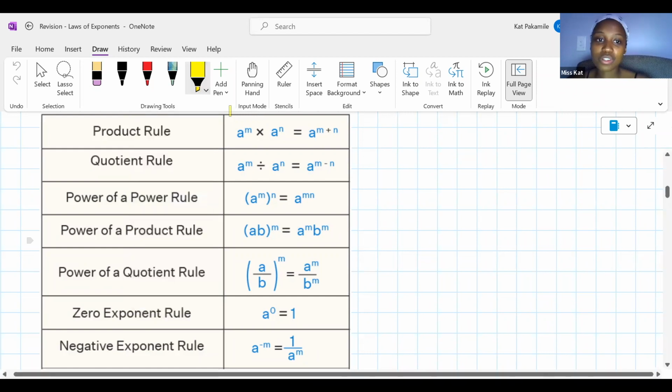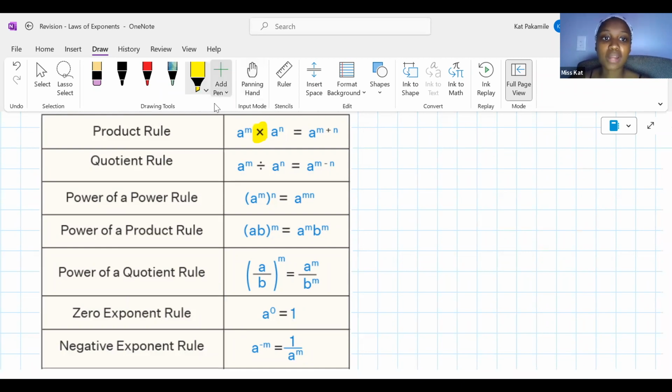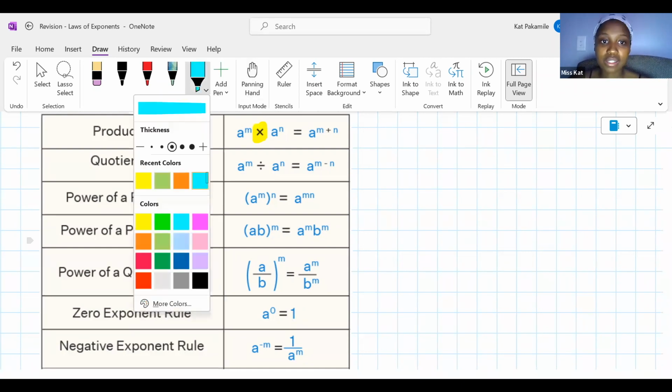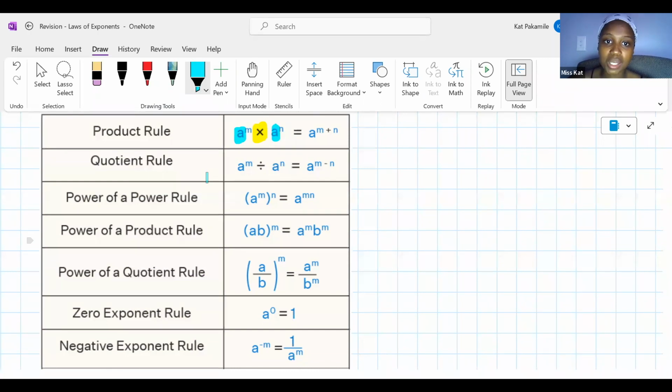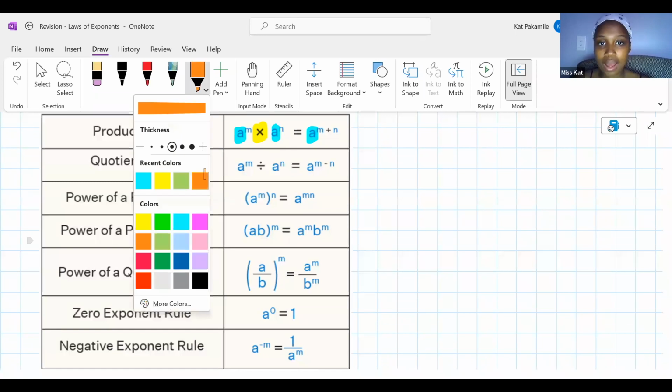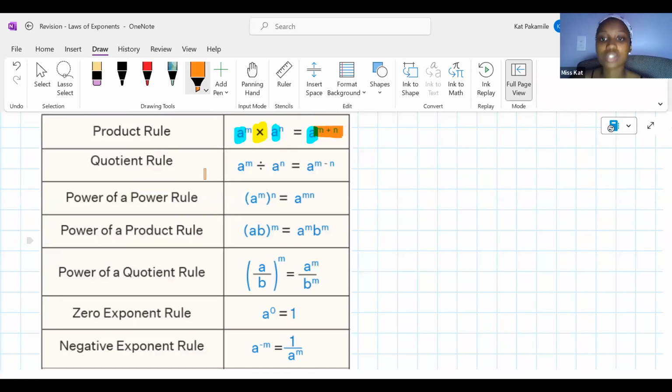So the first one is the product rule. If you are multiplying, that's what product means, and we have the same base, which is very important, you have to have the same base, then you keep the base and you add the exponents. So that's rule number one. I think it's pretty straightforward.